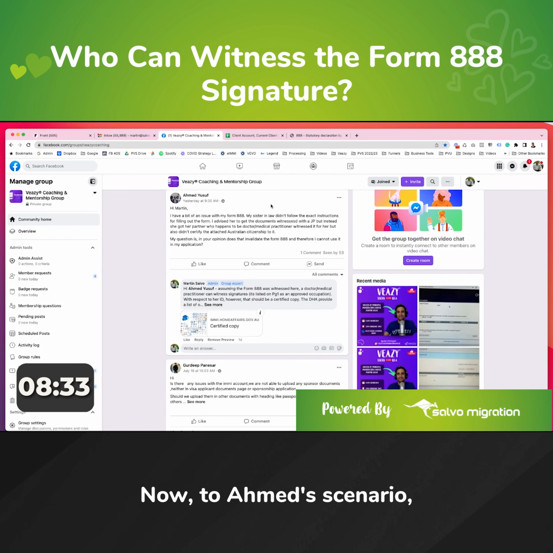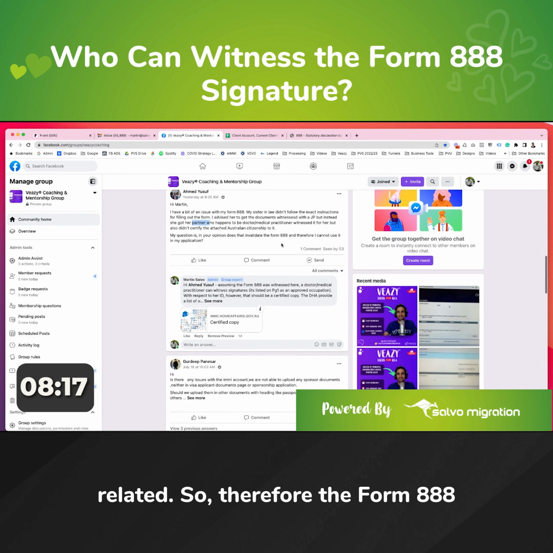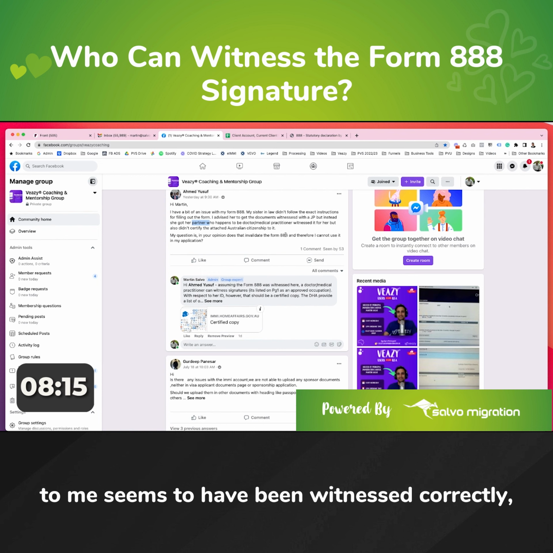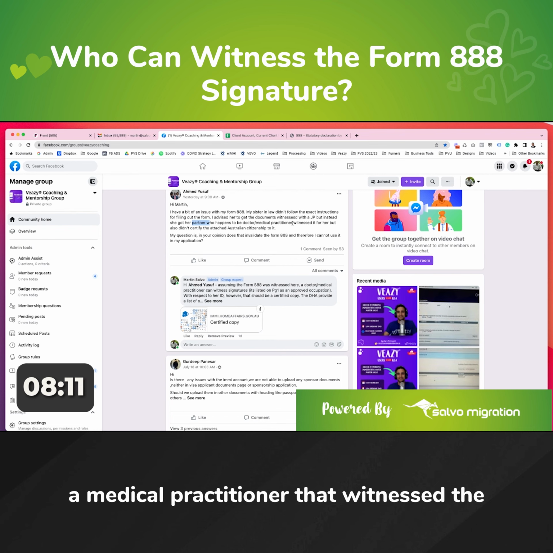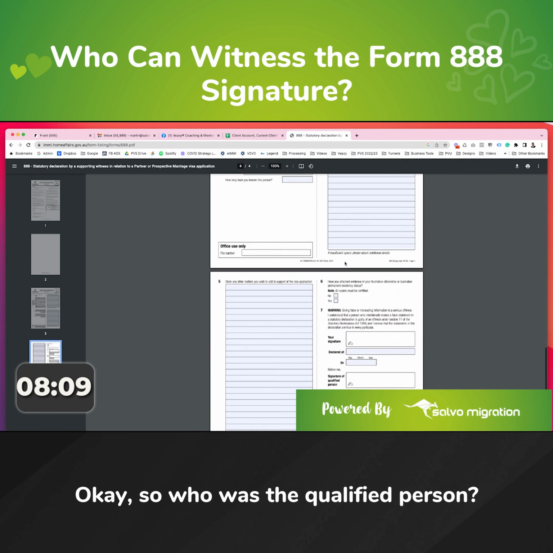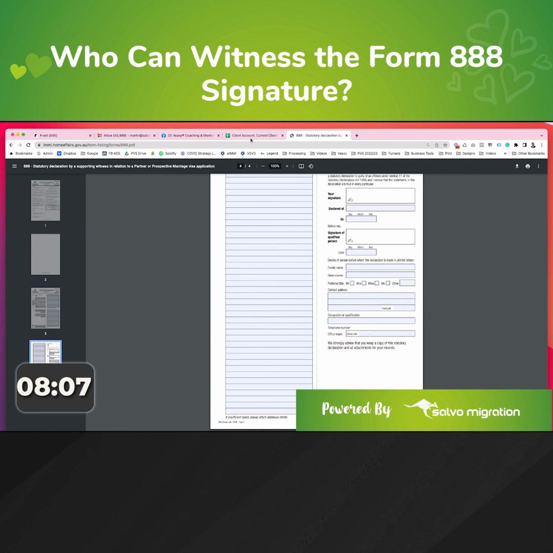Now, to Ahmed's scenario, the Form 888 was witnessed by a medical doctor. I mean, related to the person who was making the declaration, but that's fine. There's not an issue in relation to being related. So therefore, the Form 888 to me seems to have been witnessed correctly, given that it was a doctor or medical practitioner that witnessed the signature. So who was the qualified person?